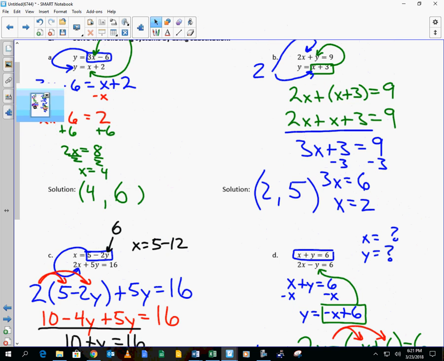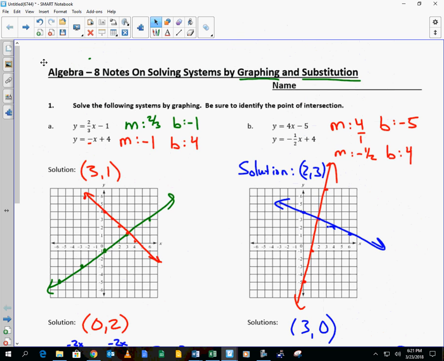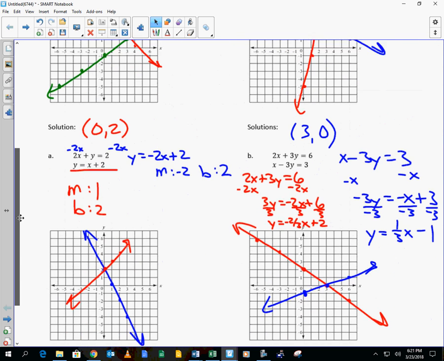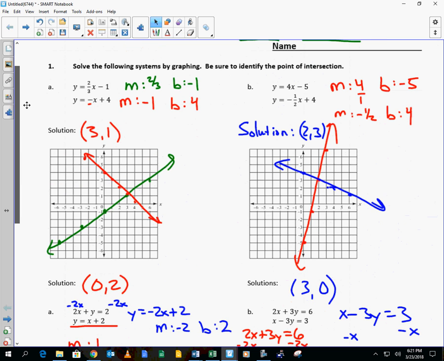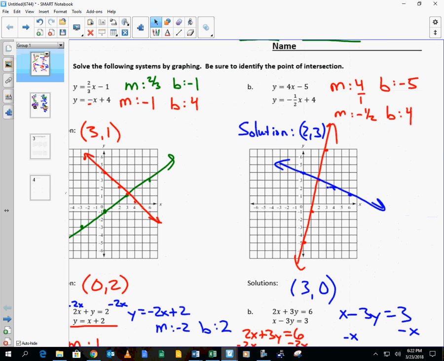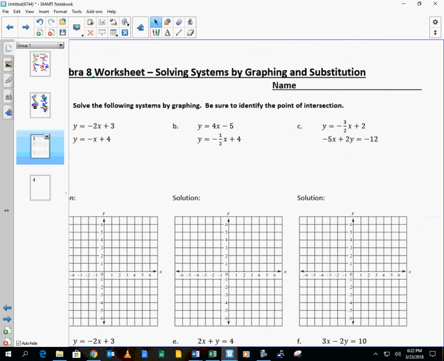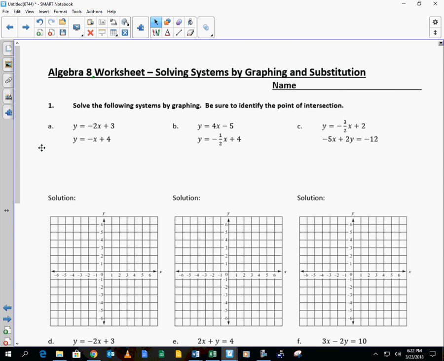So these are two options for being able to solve systems. We have substitution and we have graphing. There is one more, it's called elimination. We need to be able to handle all three for the test. So this is your kind of another opportunity to practice. Tomorrow we're going to move on to more challenging stuff.